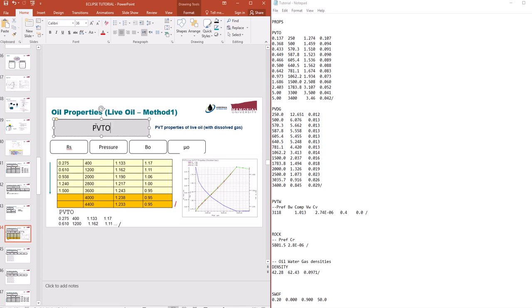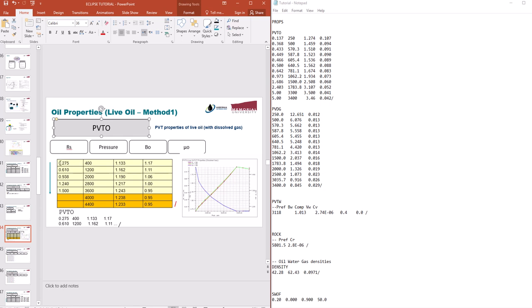So what is PVTO? It's very similar to the previous keyword, but in addition to the pressure, BO and viscosity, we need to provide RS as well. Why do we need to provide RS? Because we know that at some later time, when pressure declines in the reservoir, we are going to have a saturated reservoir, so RS will change. So you need to provide that as well, the change of RS with pressure.